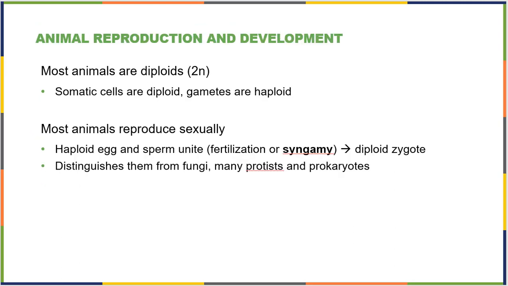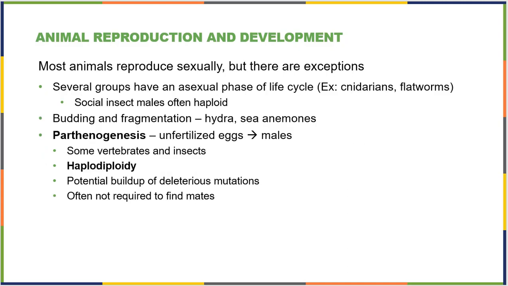Animal reproduction and development, as I mentioned previously, most animals undergo sexual reproduction, and they're diploid organisms. The majority of cells in their bodies are diploid, and then their gametes tend to be haploid. The majority of animals have haploid egg and sperm that unite through some sort of fertilization process. You end up with a diploid zygote that then grows via mitosis. That's quite different than fungi that have 2 different mating types, and then protists and prokaryotes that have incredibly variable ways that they can go about reproducing.